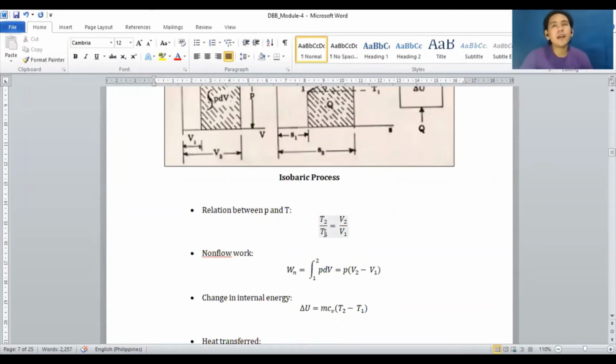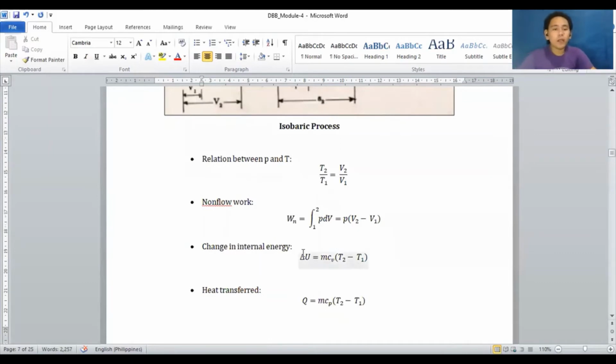As the problem itself says that it is an isobaric process, therefore it is constant pressure. So we have to cancel out the pressure on both equations. So all we have left is V1 over T1 equals V2 over T2. And deriving this formula will yield T2 over T1 equals V2 over V1 when we rearrange the equation of the ideal gas. Now next, the non-flow work.